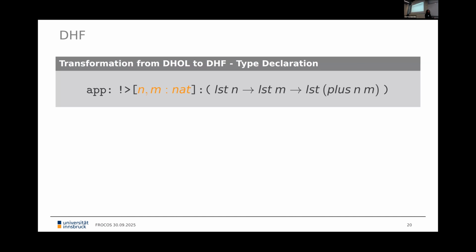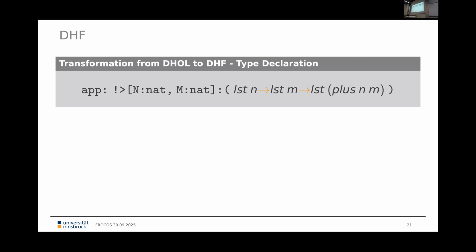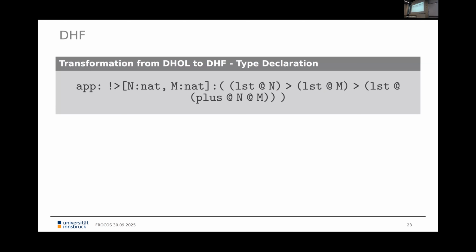The argument list n and m of type nat is then extended to this, where we use capital letters, and we cannot concatenate the variables itself, but we need to list them themselves. Function type arrows are just written as these arrows, and the last change we need to make is that the application of an argument to a type uses the at sign. So this is then the complete transformation of a mathematical notation to DHF.